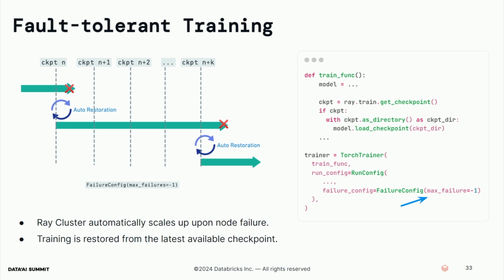Let's take node preemption as an example. If you're using spot instances and one of the nodes gets preempted, the Ray cluster will detect that this node died and trigger the autoscaler to scale up to the original size of your cluster. Ray Train then fetches the latest checkpoint from cluster storage, for example S3 buckets, and your model will load this checkpoint and resume from the previous checkpoint step, so that it can minimize your training progress loss.